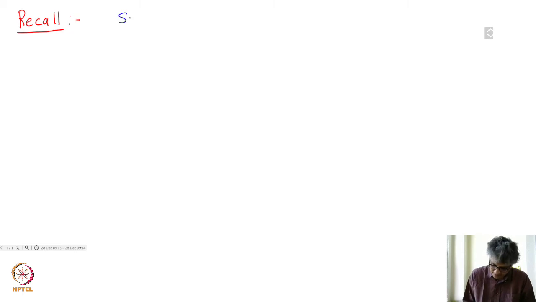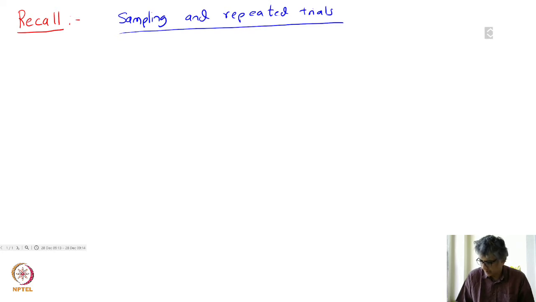So I'll begin by recalling what we were doing last time. What we were doing last time was this idea of sampling and repeated trials. The idea was to discuss sampling and repeated trials. And the first thing we discussed was this idea of Bernoulli trials.